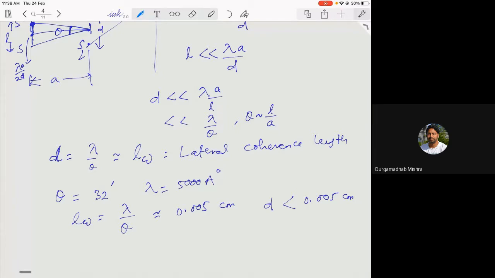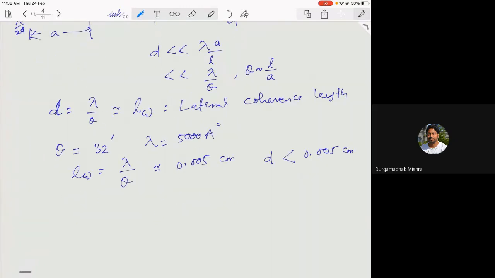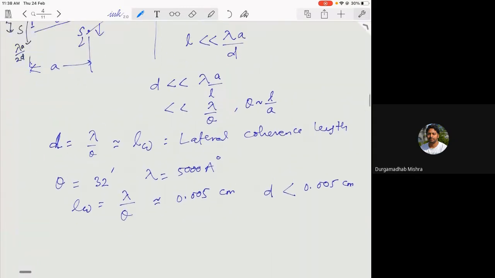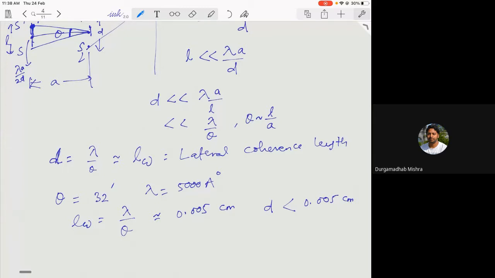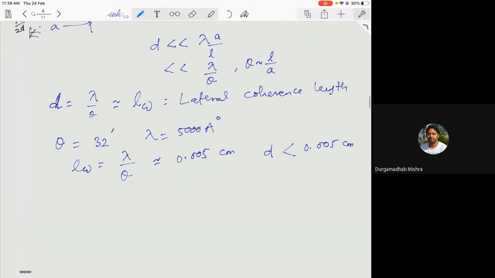Okay. So next we will go to another topic, diffraction. Any questions from this section before we move forward? Okay, so let's then go to diffraction.